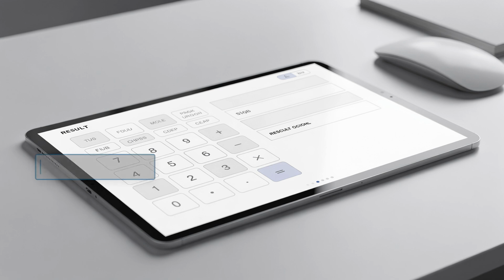Now enter your temperatures. Hot inlet temperature in degrees Celsius, hot outlet temperature in degrees Celsius, cold inlet temperature in degrees Celsius, and cold outlet temperature in degrees Celsius.